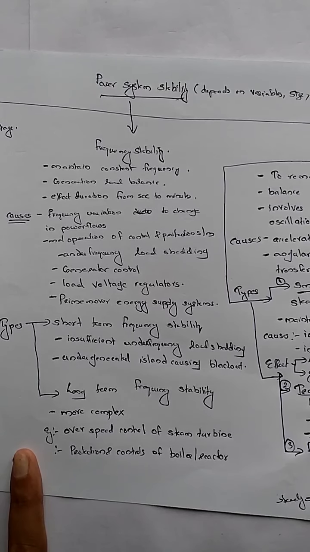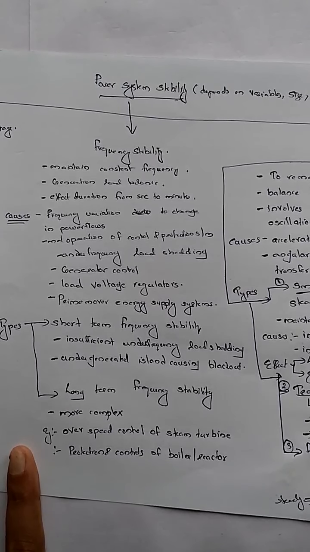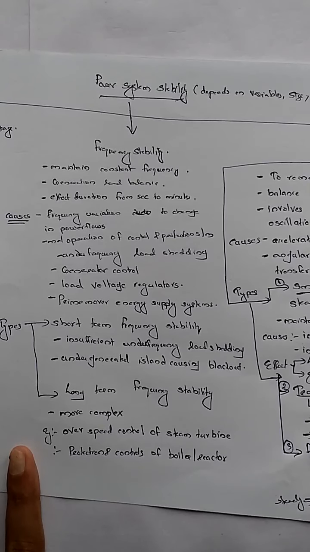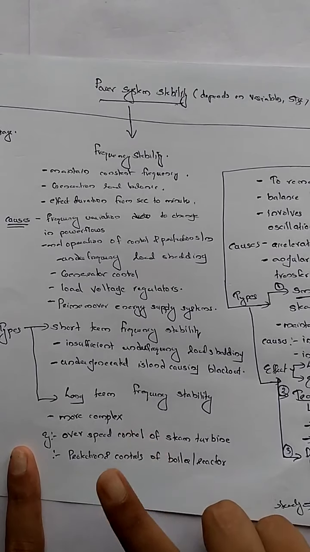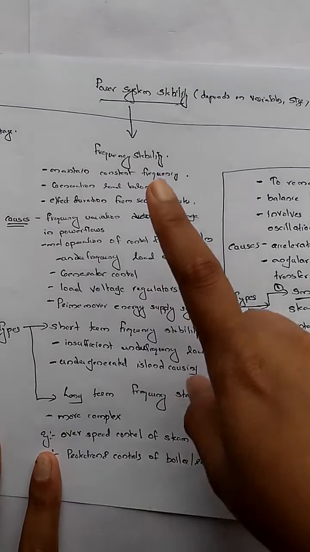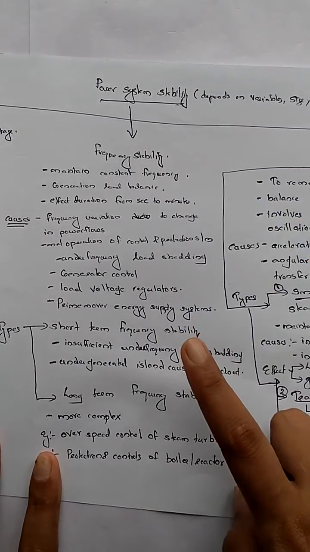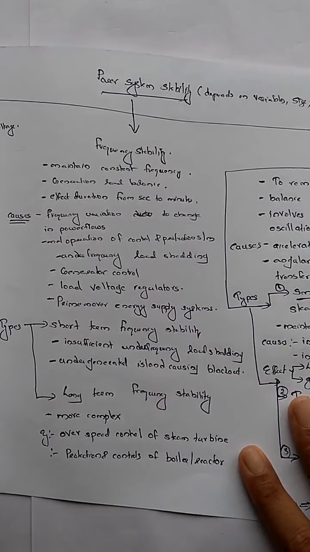Whereas long-term frequency stability is a little more complex to study, and it deals with the overspeed control of the steam turbines or the protection controls of the boiler reactors, etc. These are a little complex and will sustain for several seconds. Okay, so the frequency instability we are classifying into short-term frequency stability and long-term frequency stability.